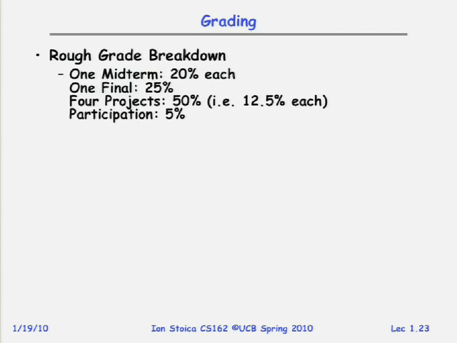Grading. So there is one midterm and one final. And then there are 4 projects. Each project is 12.5%. And then there is class participation, which we discussed.